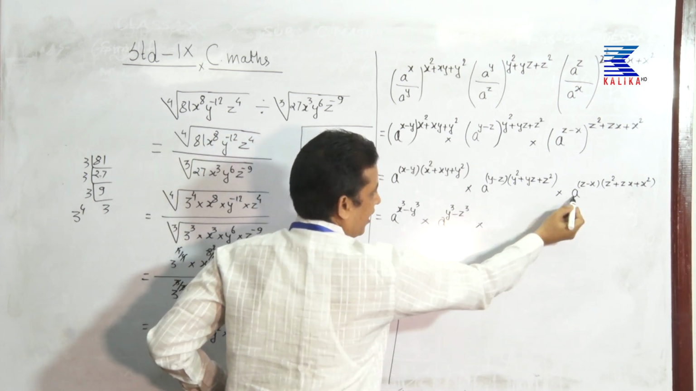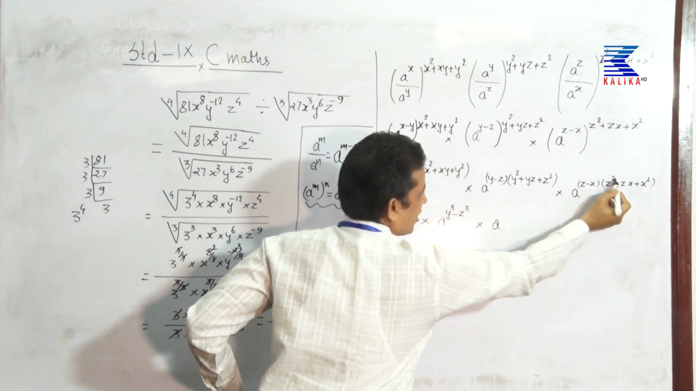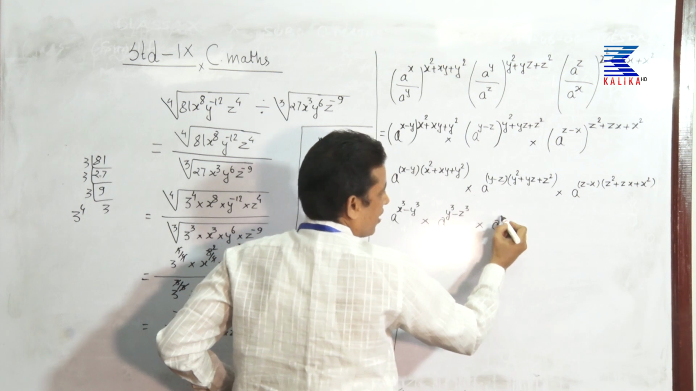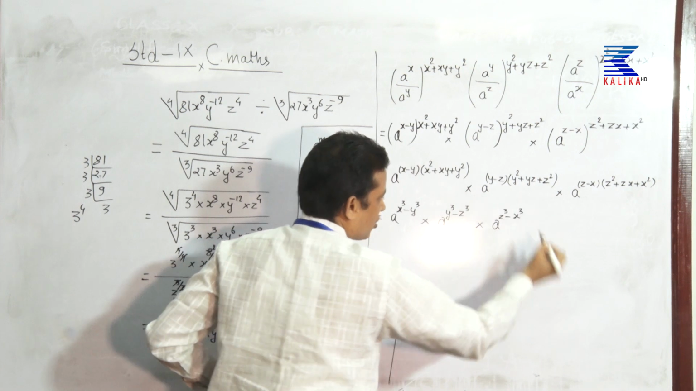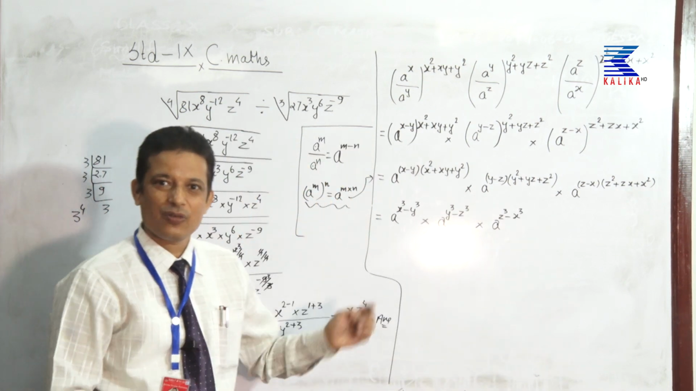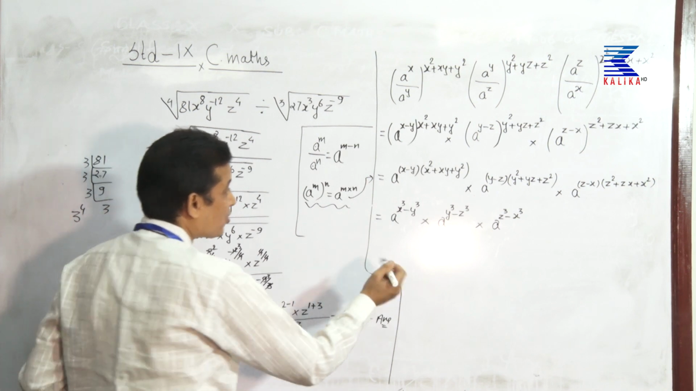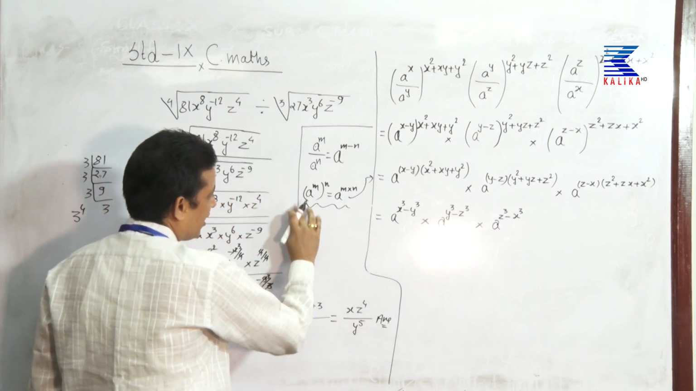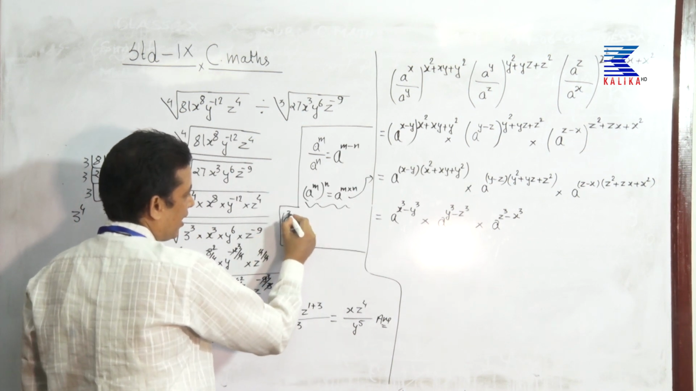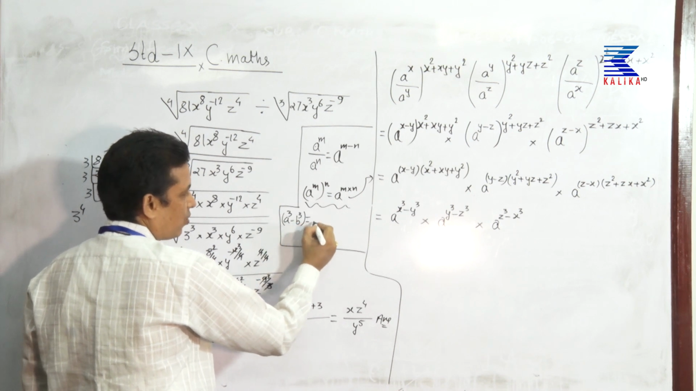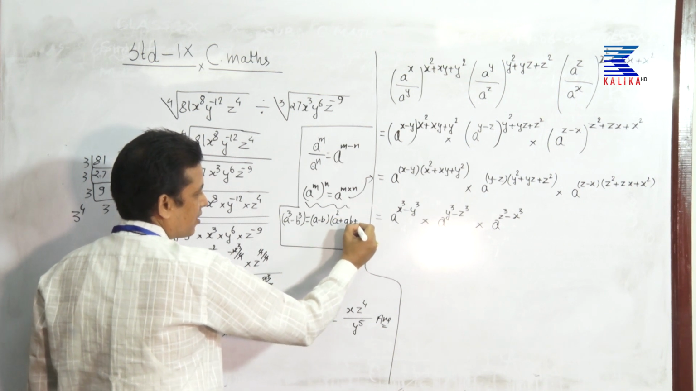And again here you can see a to the power z minus x, z square plus zx plus x square. It means z cube minus x cube. So here we have used the formula of a cube minus b cube. So in the third step, dear student, let me remind you, a cube minus b cube is equal to a minus b, a square plus ab plus b square.